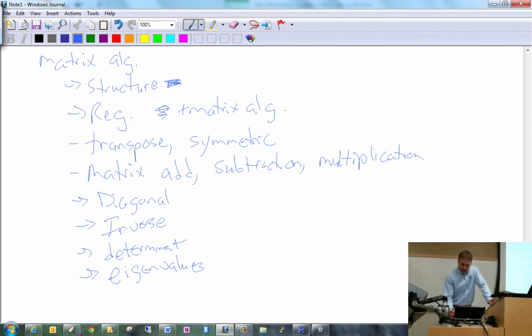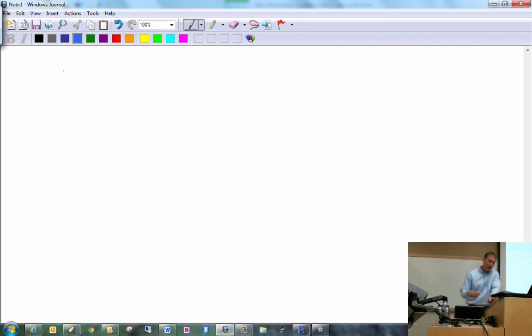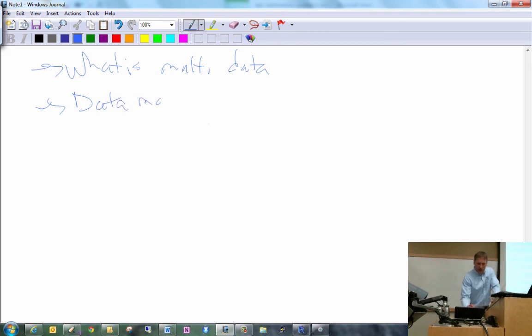Okay, then the last section was data, distributions, and correlation. What is multivariate data? Oh, it has more than one variable. Okay, good. Then the general structure of multivariate data that we will use in this class: we have this data matrix called X. Make sure you understand the structure of how we put stuff into that data matrix.